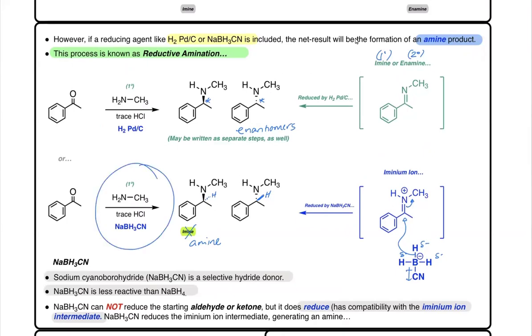I would say the most common way is using NaBH3CN, but don't be surprised if you see H2/Pd-C as well. And with the H2/Pd-C method, don't be surprised if you see that as step 1, generate the imine/enamine, then step 2, reduce with H2/Pd-C. So they could be written as separate steps, or you could see them included all at once.